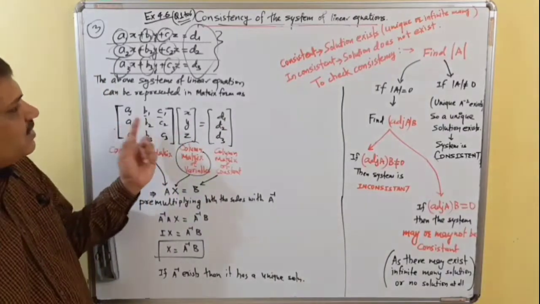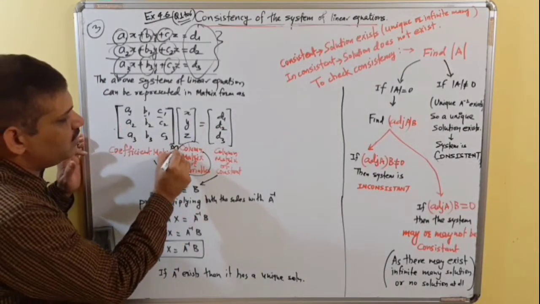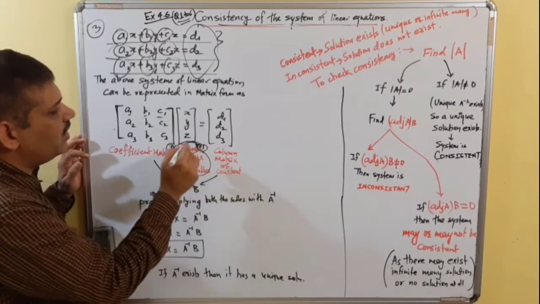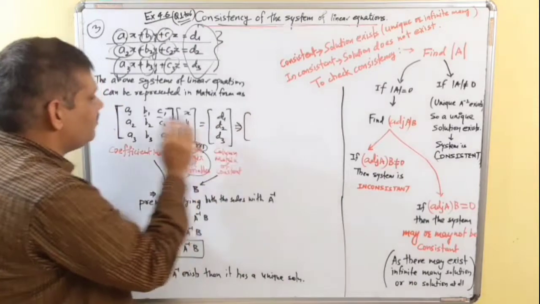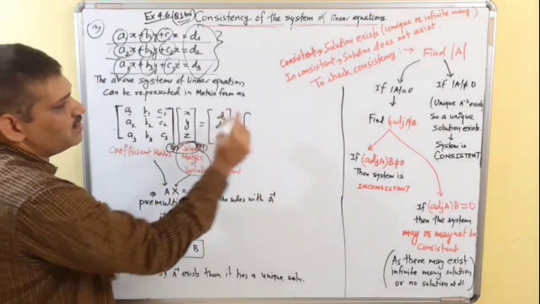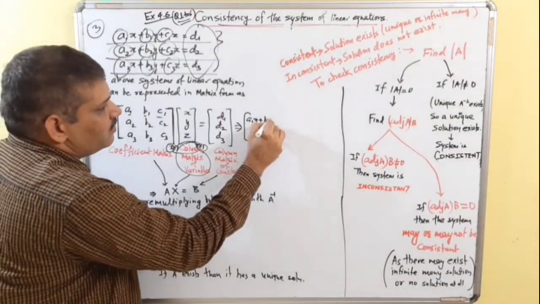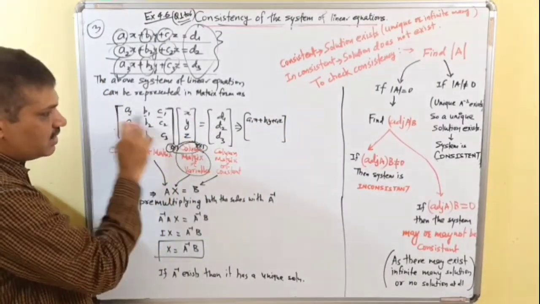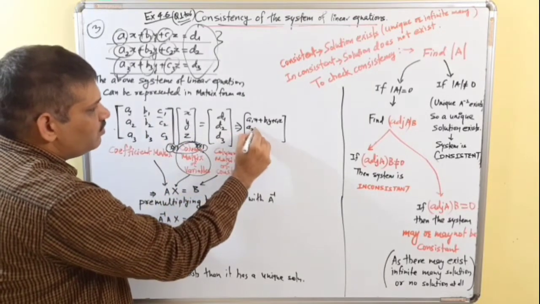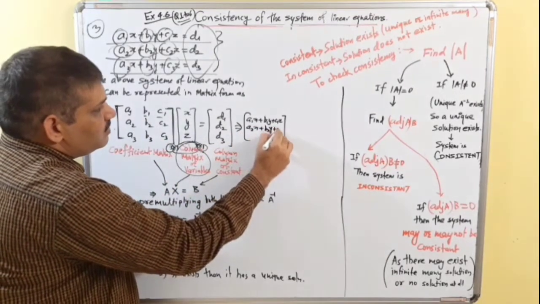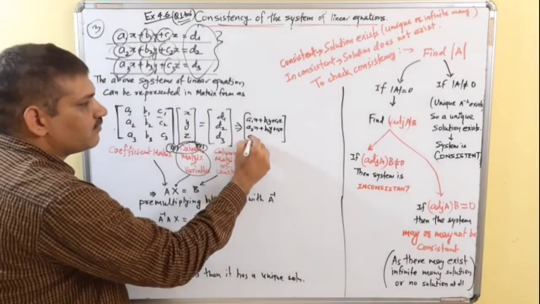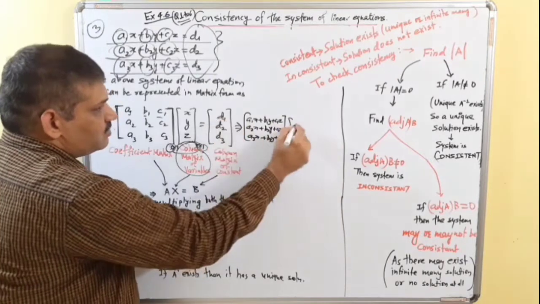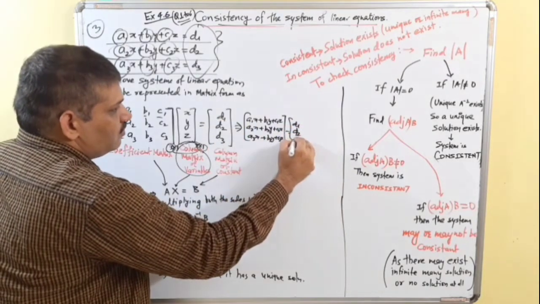If we multiply these two, the order of the first is 3 by 3 and the order of the second is 3 by 1, so when we multiply we will get the order 3 by 1. What we get is: the first row multiplied by the column gives a1x plus b1y plus c1z, the second row multiplied by this column gives a2x plus b2y plus c2z, and again a3x plus b3y plus c3z is equal to d1, d2, d3.